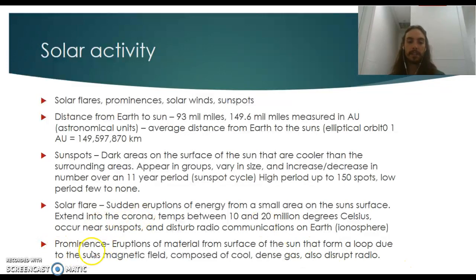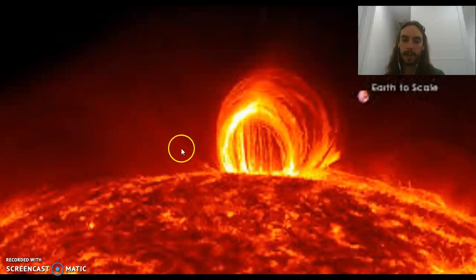And then we've got prominences, which are kind of like solar flares, but they make loops. So they're eruptions of material from the surface of the sun that form a loop due to the sun's magnetic field, kind of keeping it in, and they're composed of cool, dense gas. And they also disrupt radio communications. So solar flares and prominences disrupt radio communications.